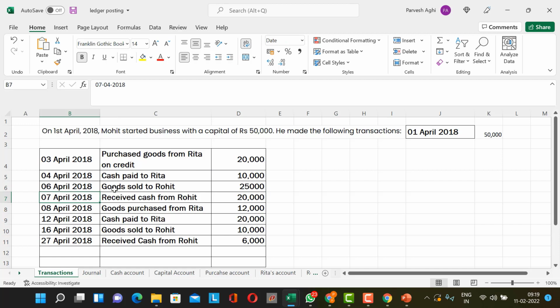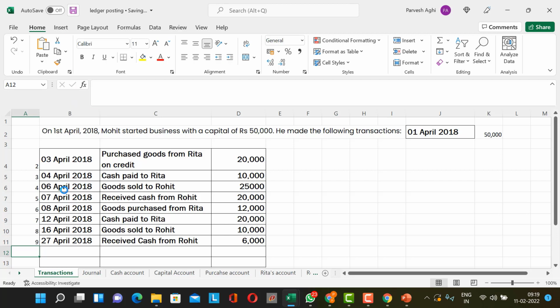Okay, then we go to the fourth transaction: goods sold to Rohit. This is the fourth transaction, because the first was the 50,000 with which he started the business. I will just write this is the second, this is the third, this is the fourth, this is the fifth, sixth, seventh, eighth, and ninth. Okay, I'm just going to save it.